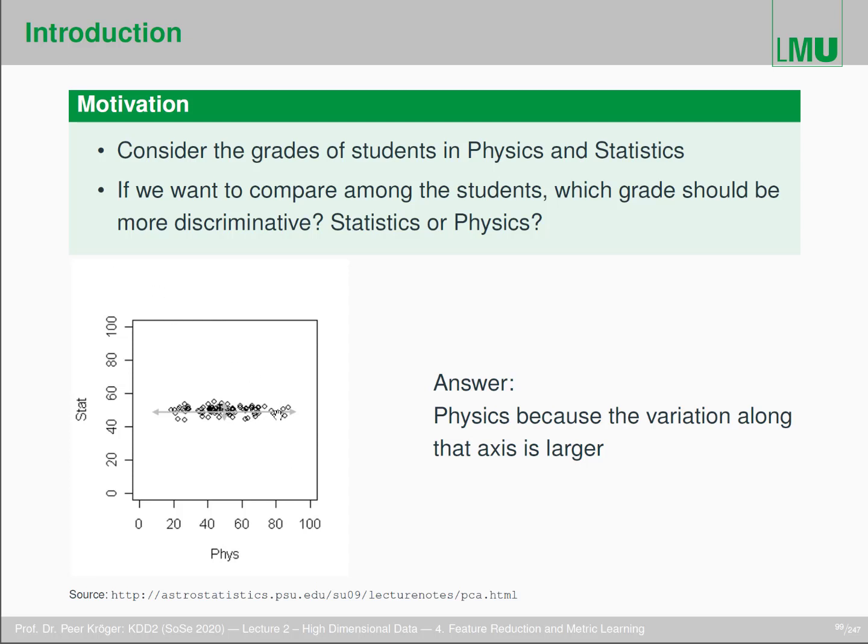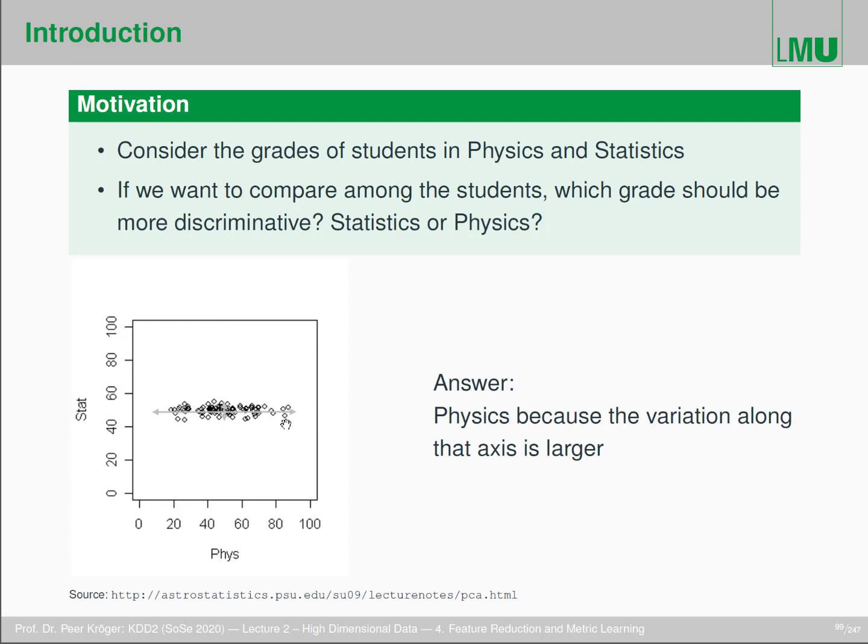Okay, so here is actually the data set. Each point is a student, and each point is measured in terms of physics grade and statistics grade. So if we want to compare among the students, discriminate, find patterns, compare good or bad students, which of the two grades should we take? Which of the two grades is more discriminative?